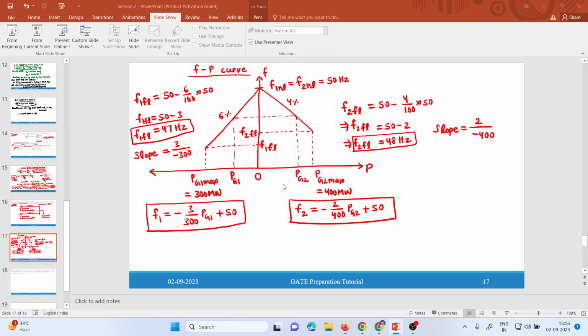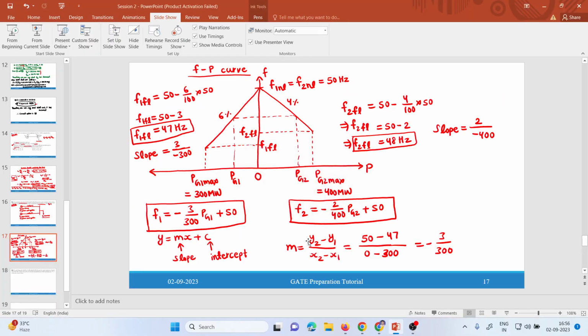Hello, sir. Yes. I have a doubt in calculating the frequency at full load. Why are we doing 50 minus? For example, in the first case, 50 minus 6 by 100 into 50. Why are we multiplying by 50?